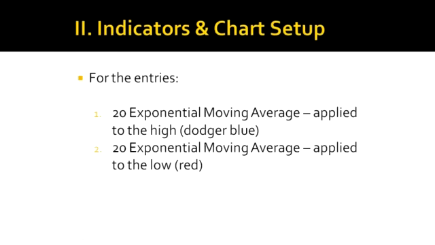For the entries, we are going to put on our chart a 20 exponential moving average channel. So what this is going to be is a 20 exponential moving average applied to the high, not the close like we normally do. This would be applied to the high of the price. We're going to make this a light blue, Dodger blue, and then a 20 exponential moving average applied to the low, the red color. So this is going to give us a channel. Now this is what we're going to use for our entries and our initial stop loss.